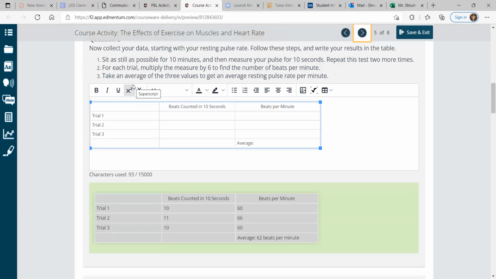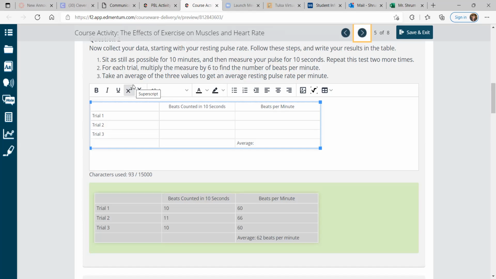Now you want to collect the data. So it says we have 3 trials, beats counted in 10 seconds, and then beats per minute. So first, sit as still as possible for 10 minutes and then measure your pulse for 10 seconds. Repeat this test 2 more times. And for each trial, multiply the measure by 6 to find the number of beats per minute. Measure your pulse for 10 seconds, multiply that number by 6, and that gives you the beats per minute. So you're not sitting there counting for an entire minute, just saving you some time.